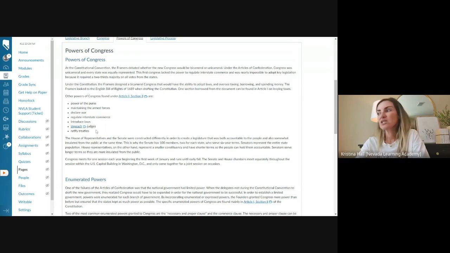Now, they don't appoint judges, but they can impeach judges. So if judges are not doing their constitutional duty, they break the law, they're out of line, they have the power to remove them.